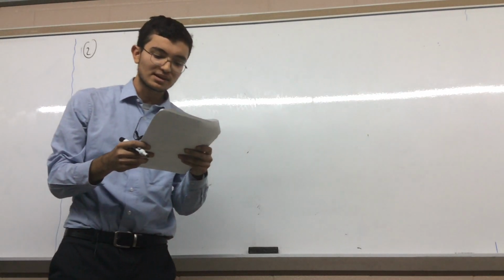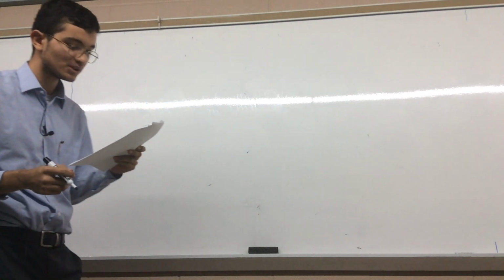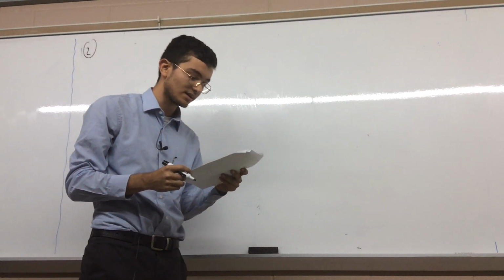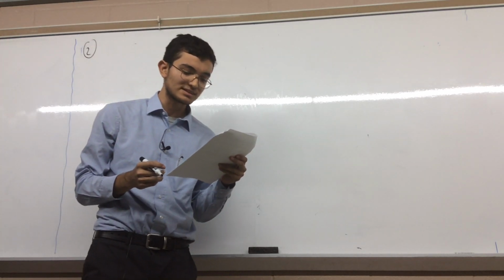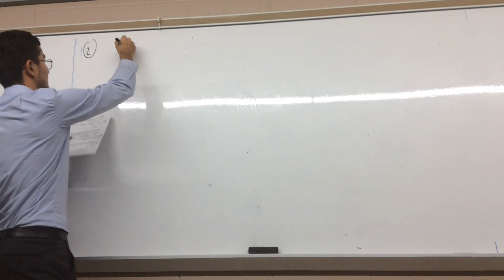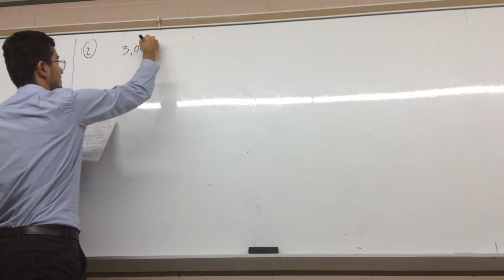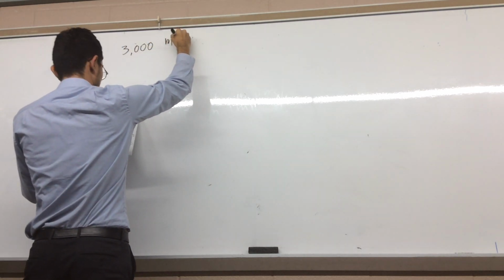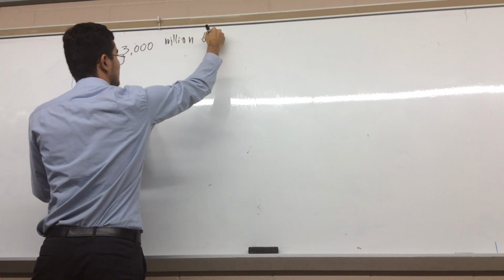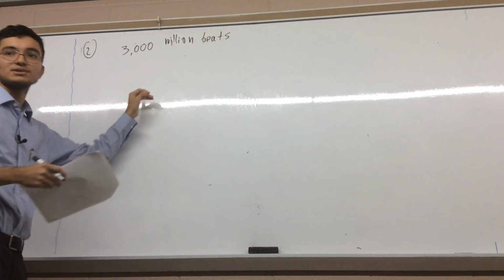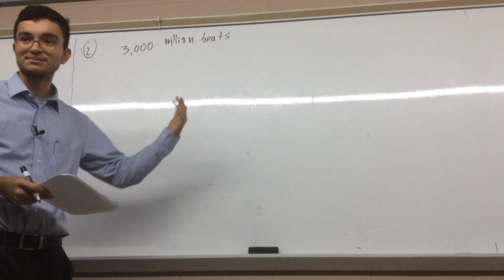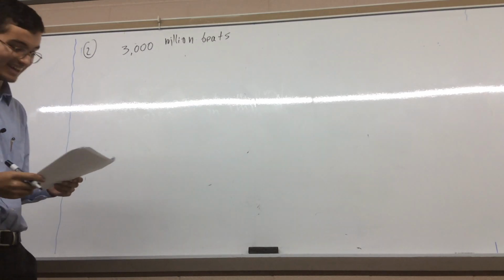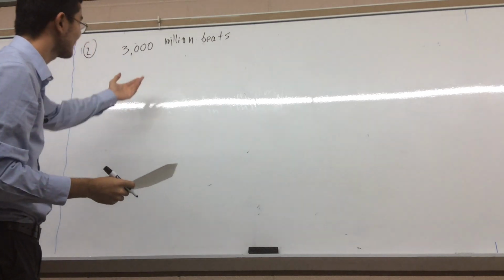How many million gallons of blood does a human heart pump on average in a lifetime? The average number of beats in a lifetime is about 3,000 million. So in your lifetime, you might have 3,000 million beats. This is the average amount of beats in a lifetime.